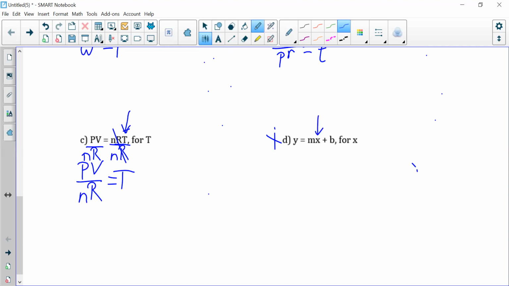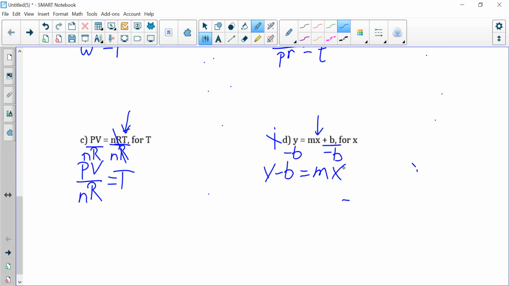So far, we've only been dividing to get rid of things. But look, I've got addition right here. So how do I get rid of this addition? Well, I subtract it, right? So I'm going to subtract b from both sides. So that leaves me with y minus b equals mx.